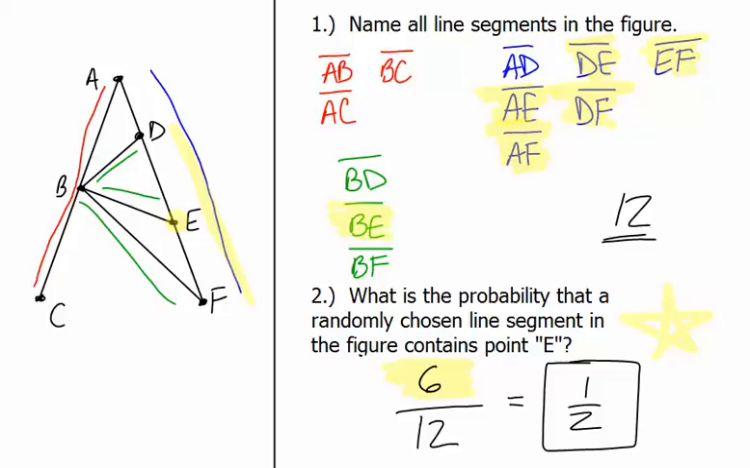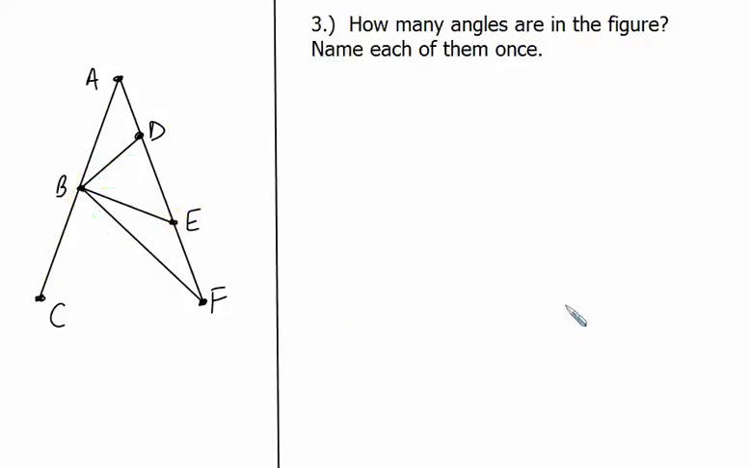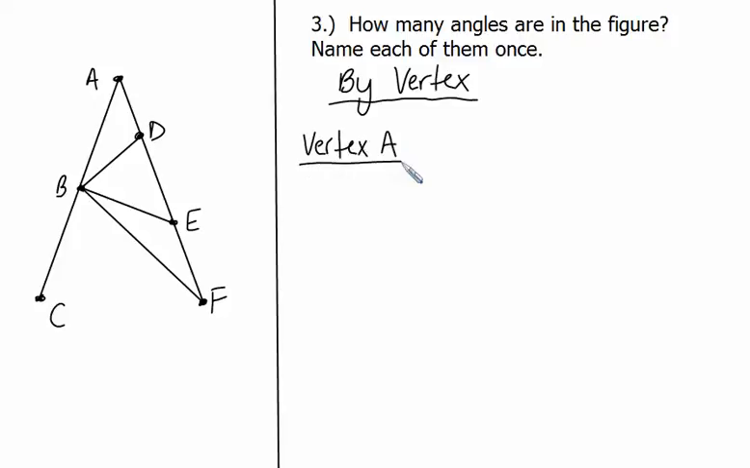The other problem that we're going to look at with this same picture is how many angles are in the figure, and we're going to name them each once. The big idea is to name them by vertex. Stay organized. So first we'll start with vertex A. At vertex A, there's one angle chilling there, right here. We're going to name it angle CAF.